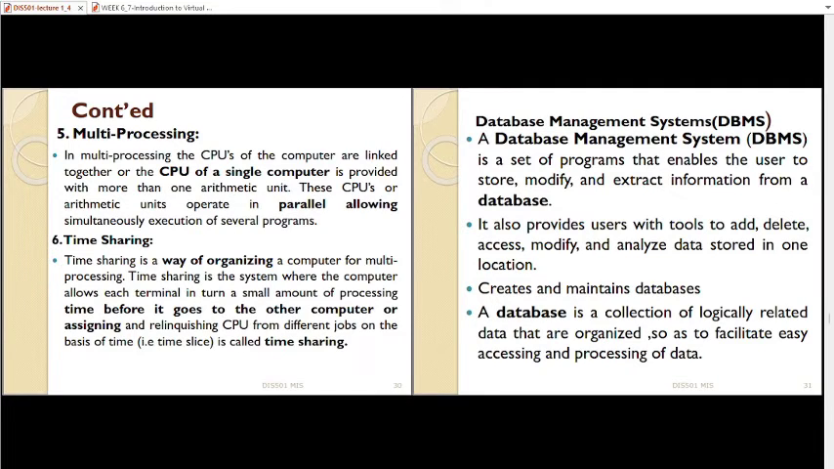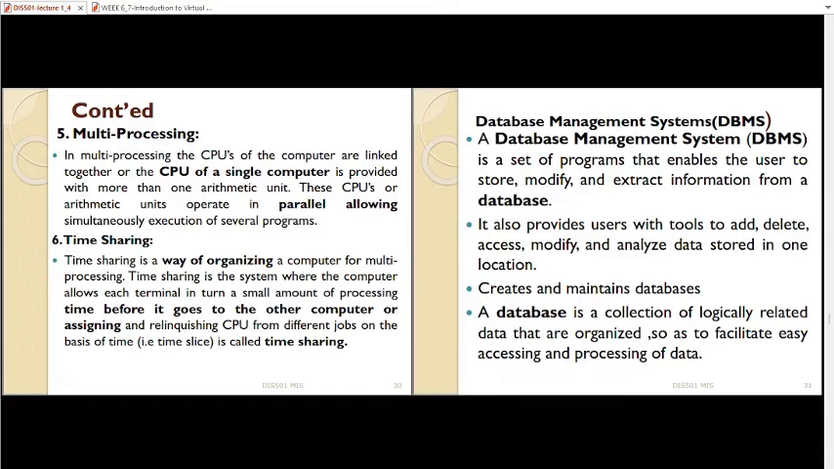Let's say you're accessing Facebook. You want to access your Facebook account. We have the application that we're referring to as Facebook. Then behind that application, we can have a database management system such as, for example, MySQL. And then inside that MySQL, we can have your database.